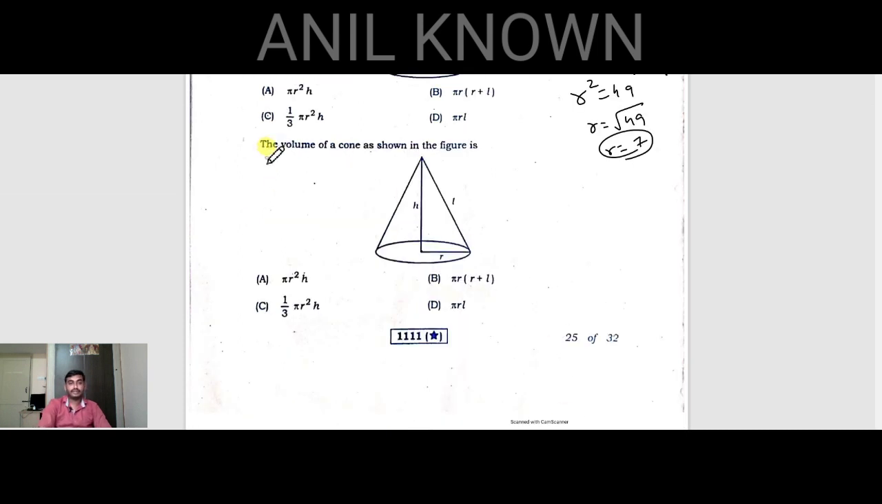The next question is, the volume of a cone as shown in the figure is. So, volume of a cone is very simple, 1 by 3 pi r square h is the answer. This is a straight question, option C is the correct answer.